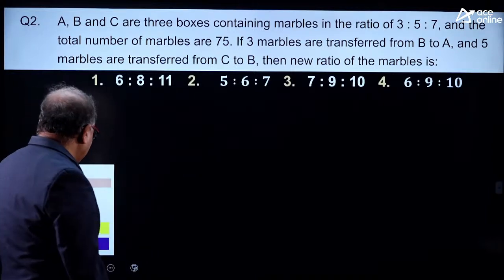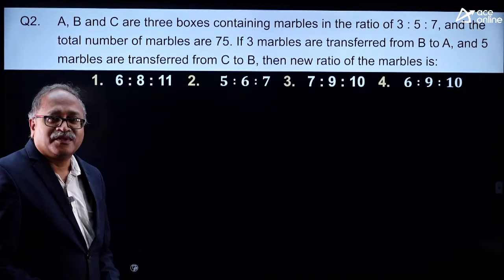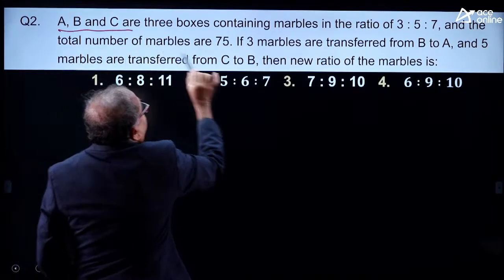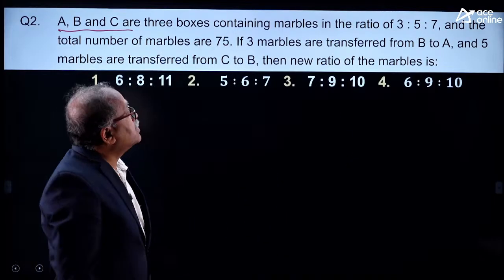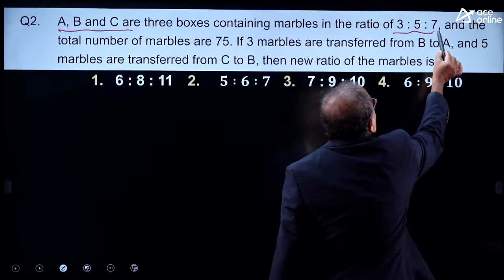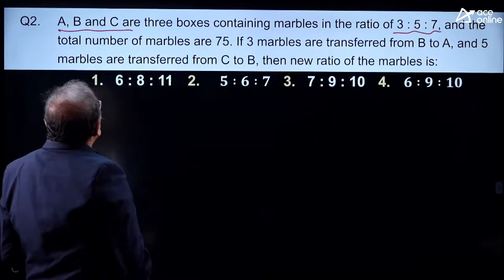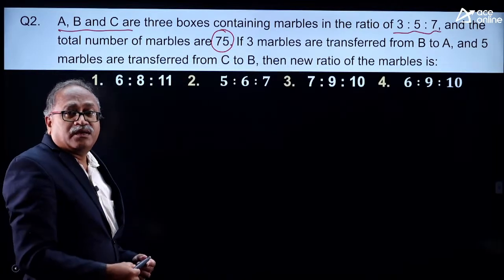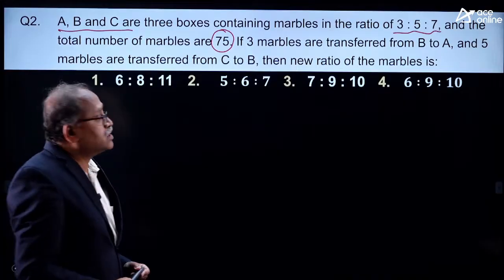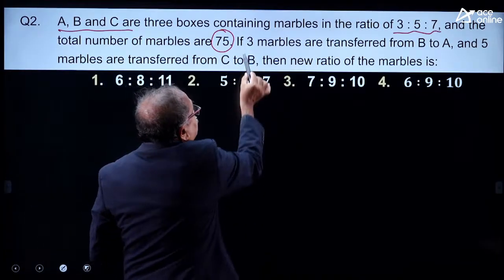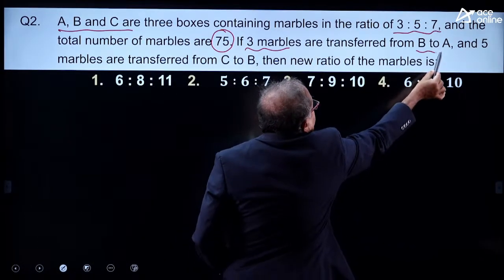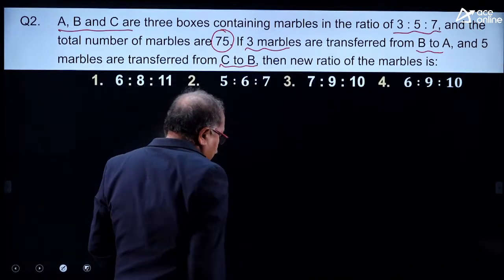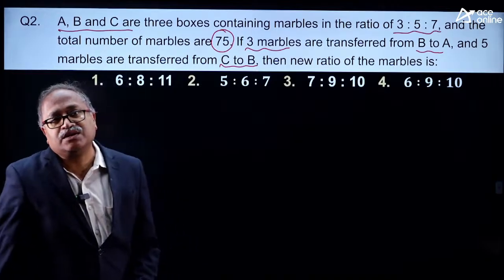Come on. Can anyone defeat Aman? Aman is very, very good. A, B and C, the three boxes contain marbles in this ratio, and the total number of marbles is given to us. So I can find out how many marbles are in each box, because the ratio is there, the total is there. 3 marbles are transferred from B to A, and 5 marbles are transferred from C to B, then what will be the ratio? It is a very straight question.